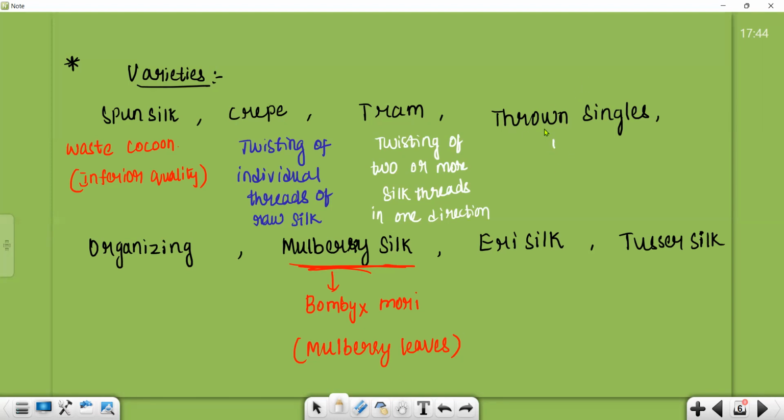So can you see the difference between thrown singles and crepe? Here in crepe we are doubling, we are making double or more times. Here, twisting of individual thread in one direction.